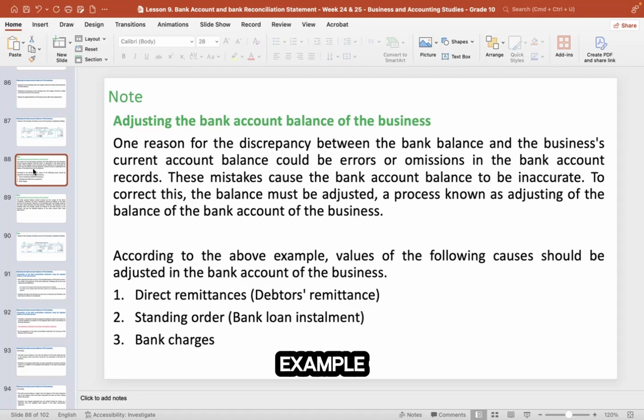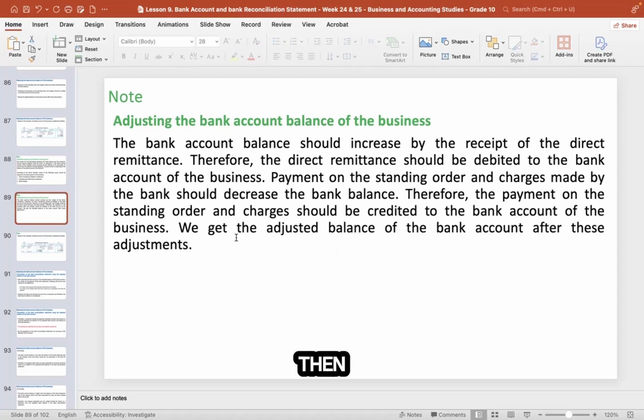According to the above example, the value of the following items should be adjusted in the bank account of the business. 1. Direct remittance, debtor remittance. 2. Standing order, bank loan installment. And 3rd, bank charges. Then, continuing the note, the bank account balance should increase by receipt of direct remittance. Therefore, direct remittance should be debited to the bank account of the business.